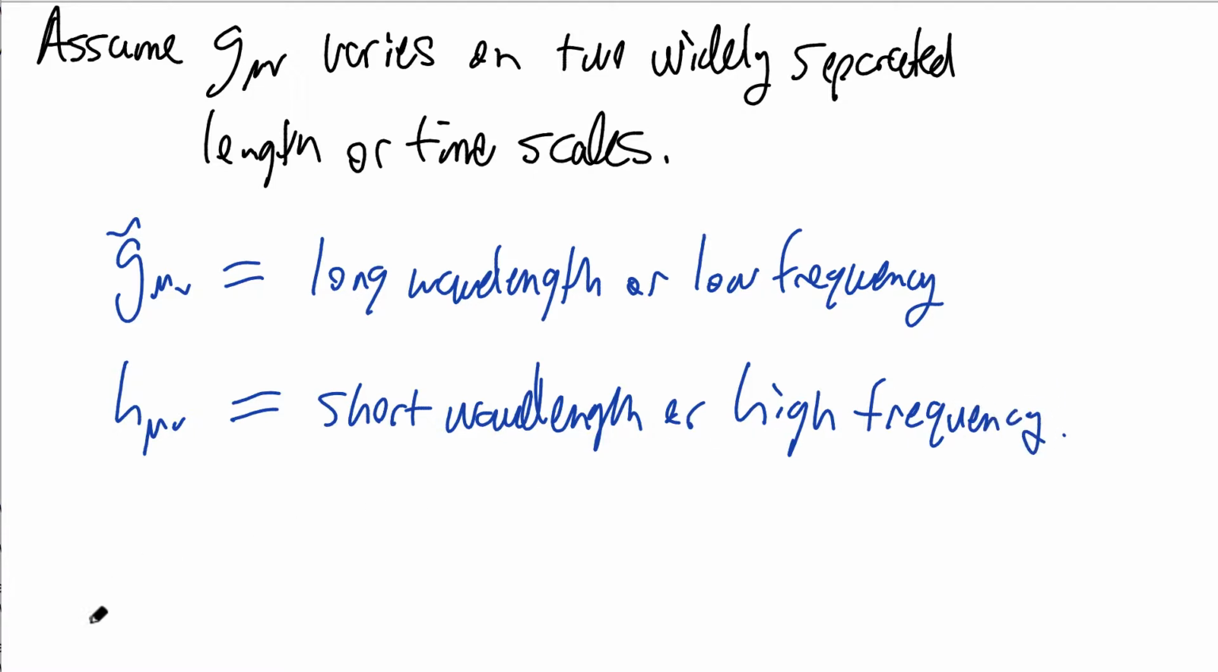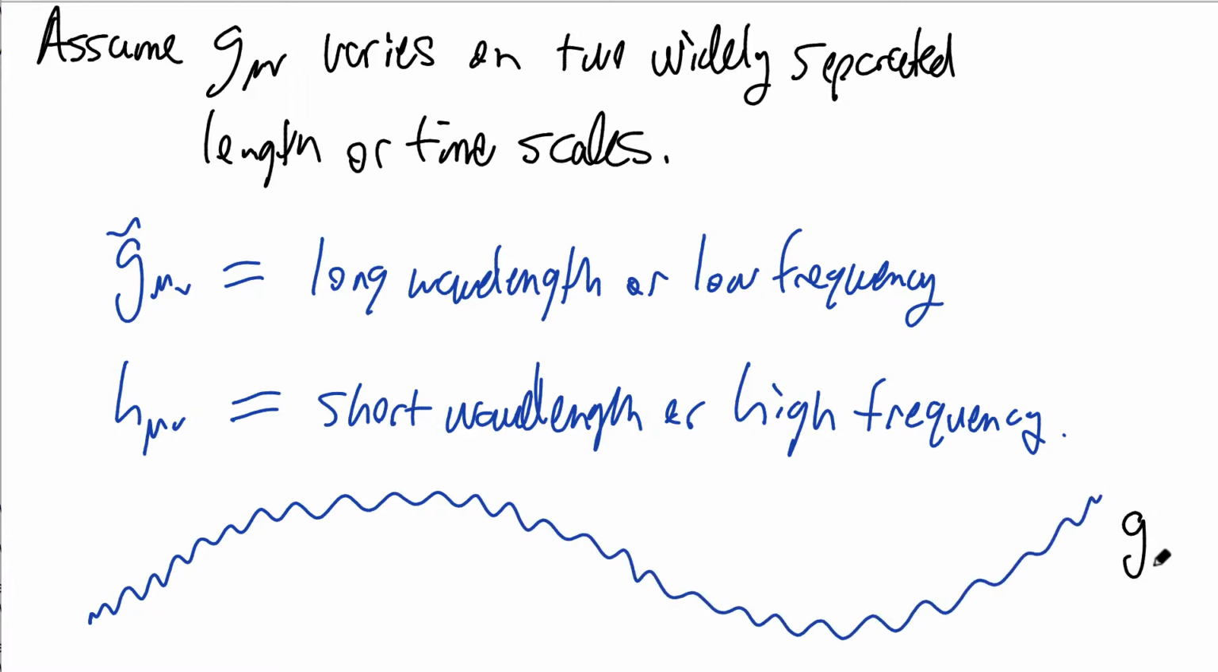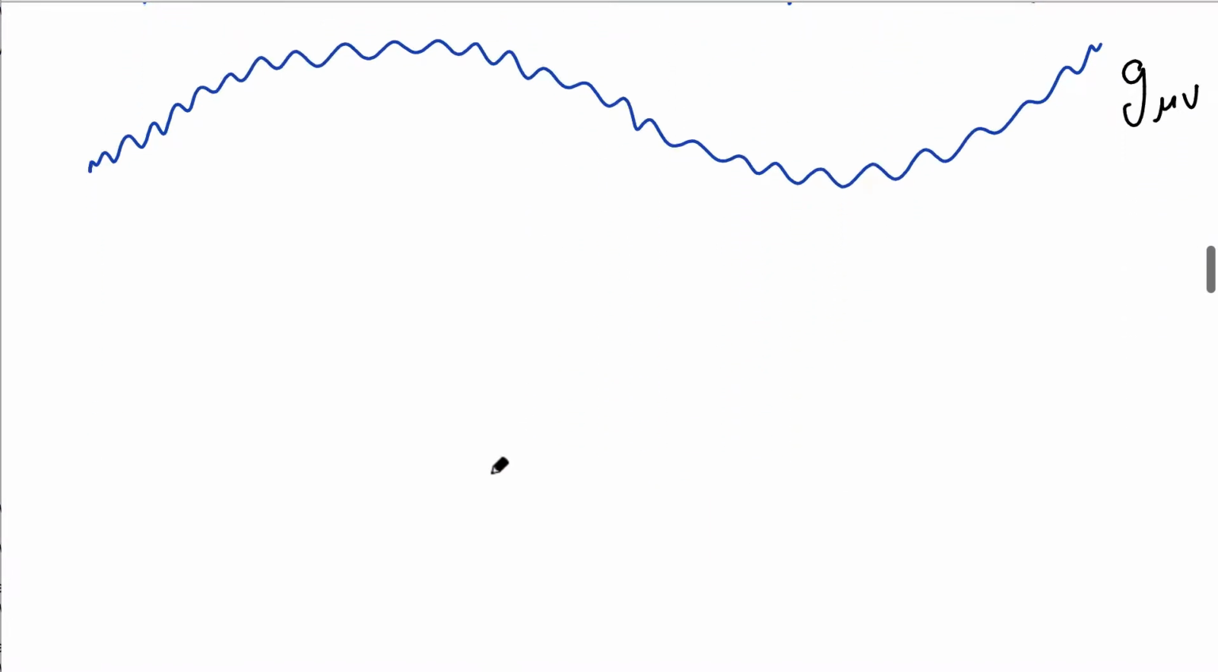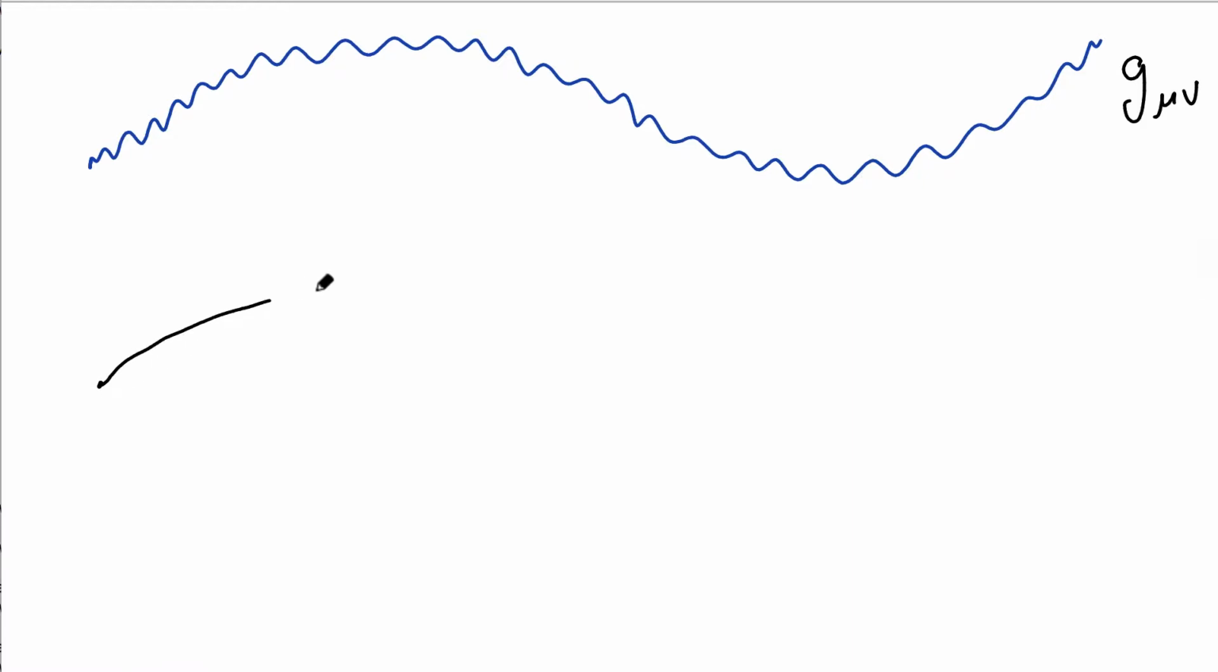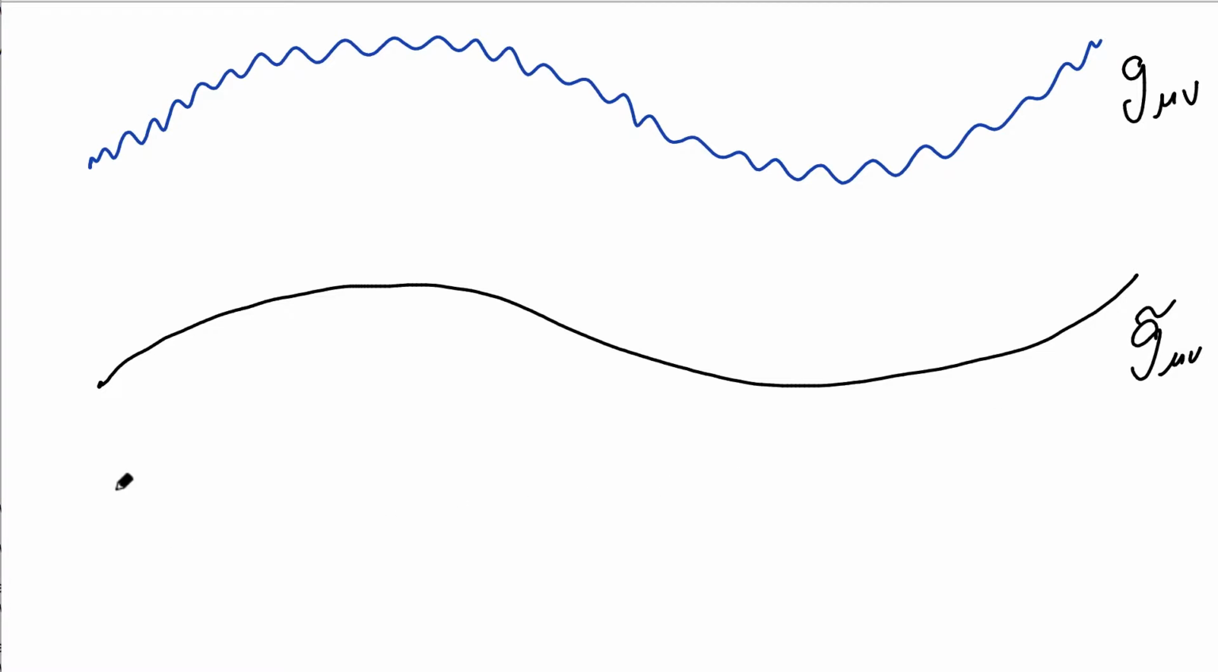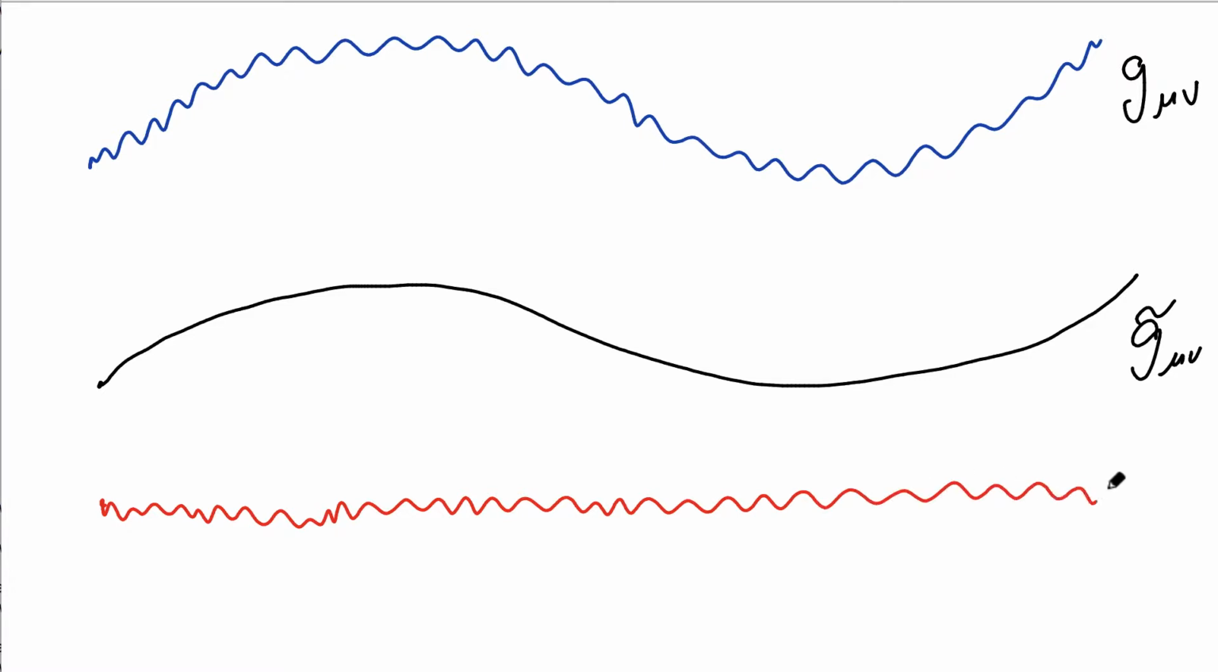Let me draw a picture. This represents the full metric, g mu nu. As you can see, the metric has variations on long length scales and also on short length scales. So we define the background as the long wavelength part. This is g tilde mu nu, and the perturbation as the short wavelength part. So this is h mu nu. And of course the full metric is equal to the background metric plus the perturbation.